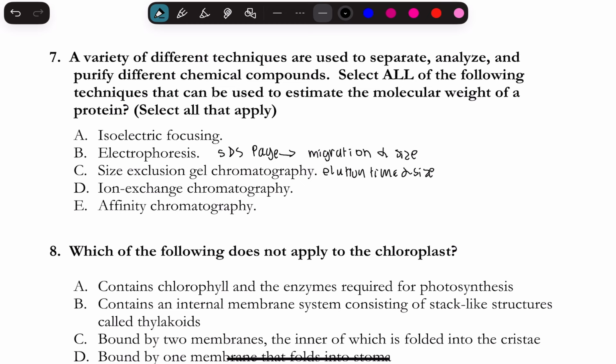But the other ones separate by charge and binding. So no. So that means it's just B and C. This one is just select all that apply. That's kind of mean.